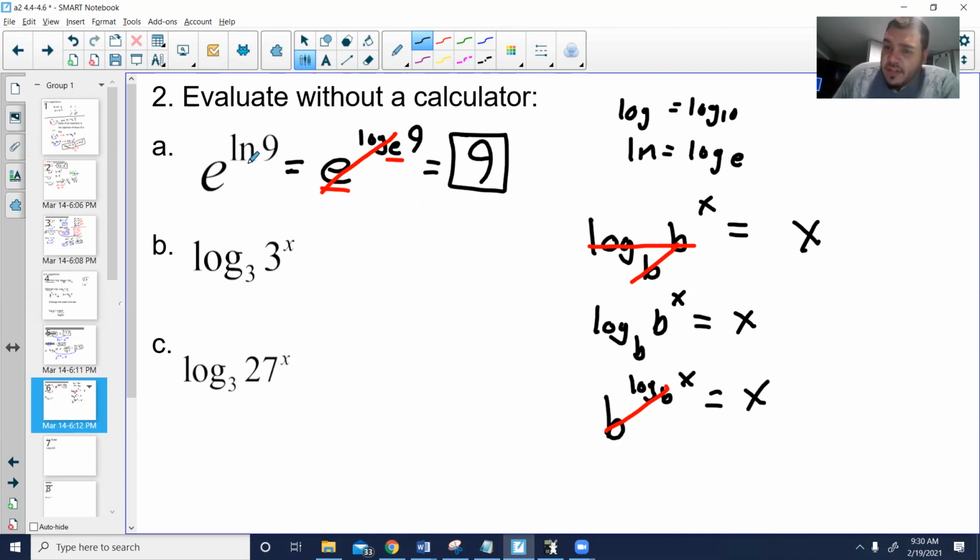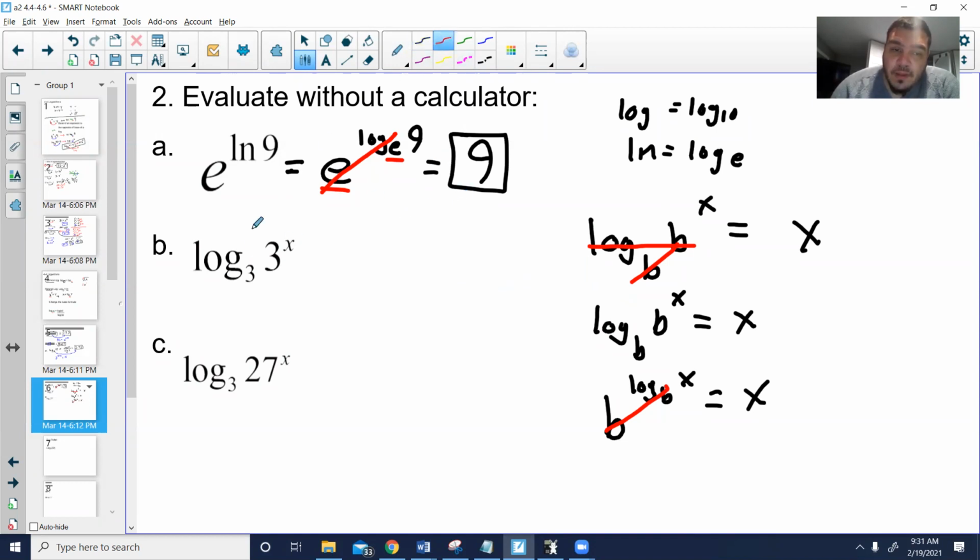And if you type this into the calculator, you would just get a 9. This is a non-calculator question, so you won't have a calculator on this type of question. So you need to know this rule, but you could confirm it on calculator if you wish. Okay.